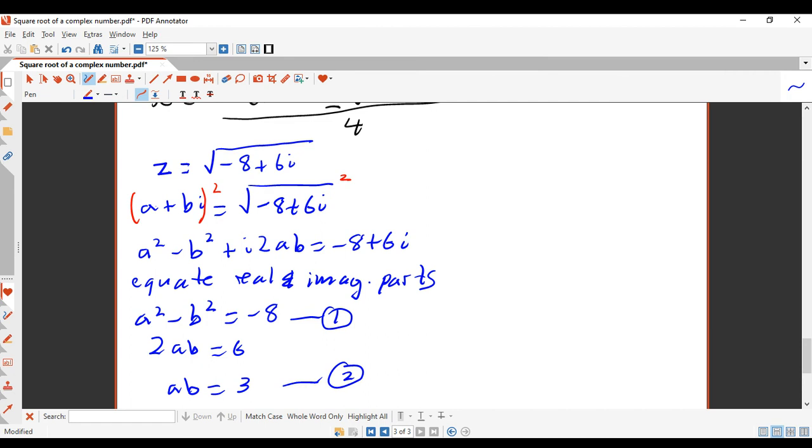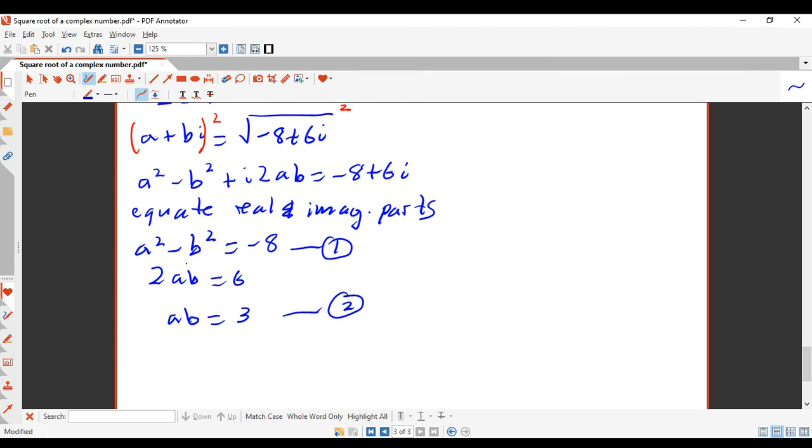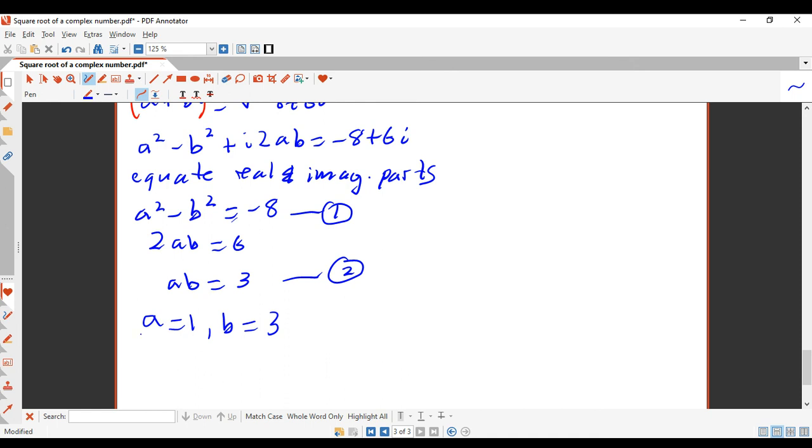Now, let's solve this by inspection just to take a bit of a shortcut. So I need two numbers, a and b, which multiply to give 3, and when I square them and find the difference, I get negative 8. Now, obviously, the numbers are 1 and 3. Which one's 1, which one's 3? Well, a will have to be 1 because I want to get a negative number up here. So I'm going to choose a is 1 and b is equal to 3. Now, the other option, of course, is a equals negative 1, b equals negative 3.